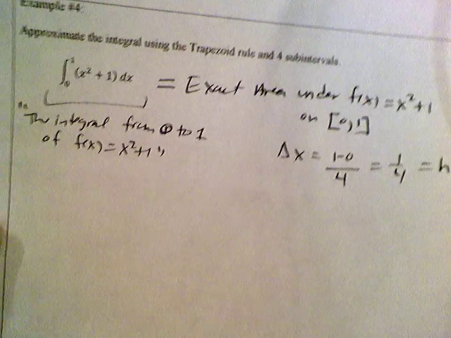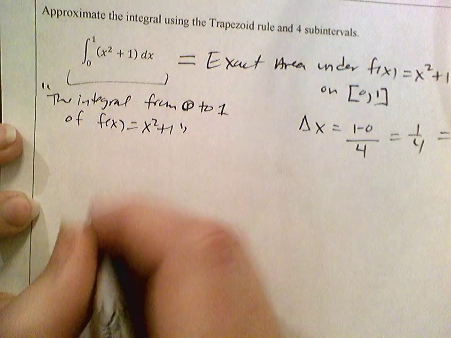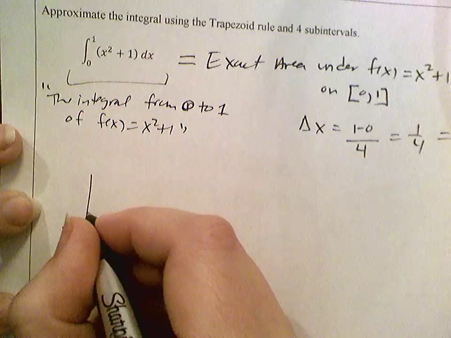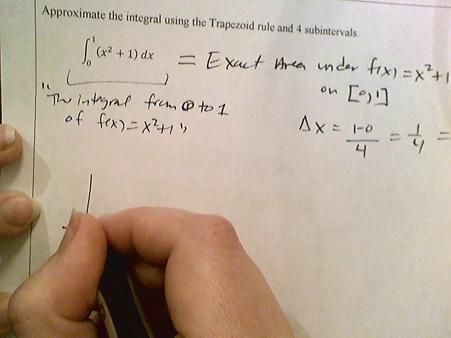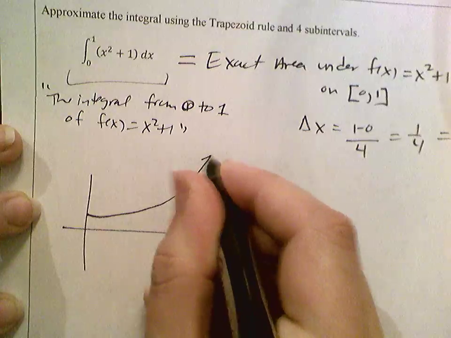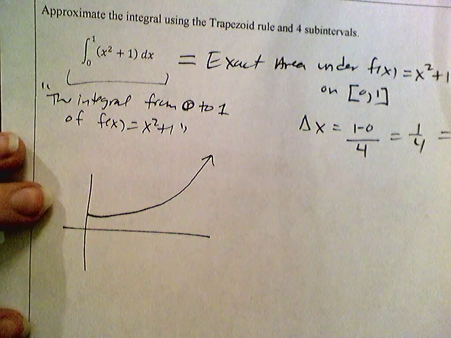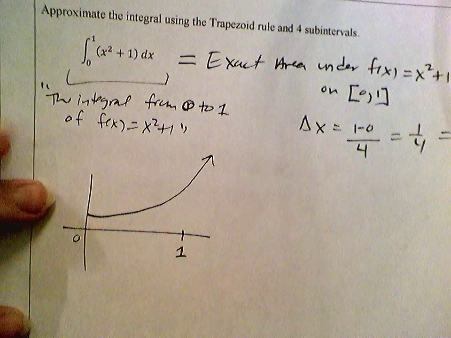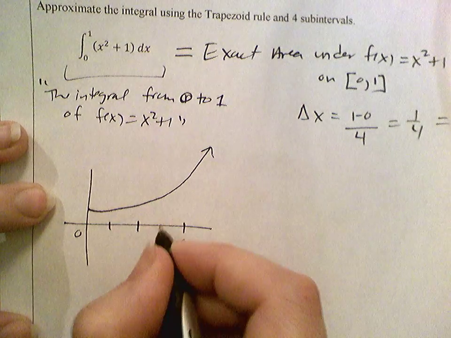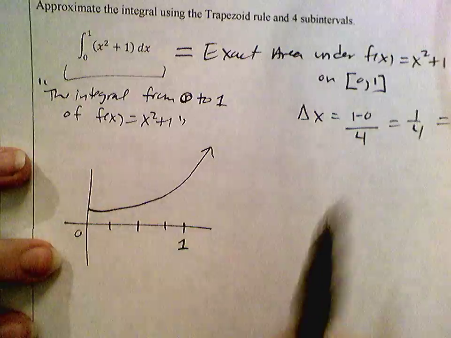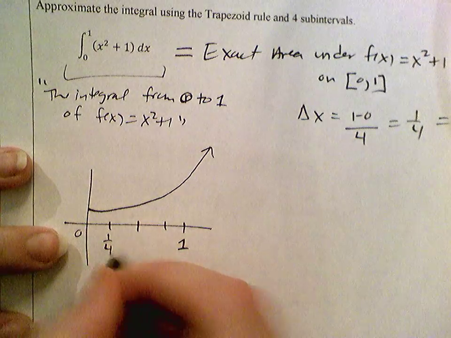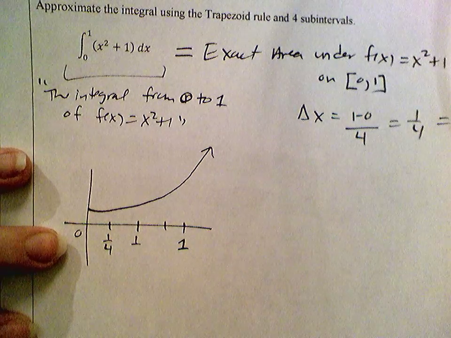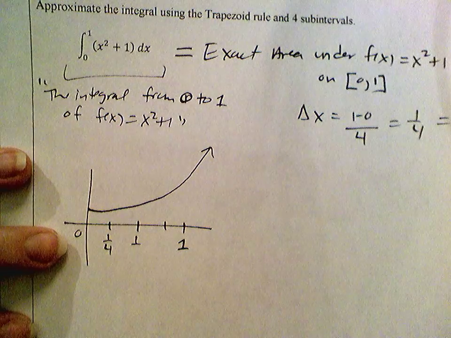It would be helpful to draw a picture. So x squared plus 1, that's a parabola. We are looking at it from 0 to 1, and its y-intercept is going to be up here, so I'm going to draw it like that. Leave yourself a lot of room. We'll say that this is 0. We'll say that this is 1. So 4 subintervals. Delta x is a fourth, so here is a fourth. Here is a half.